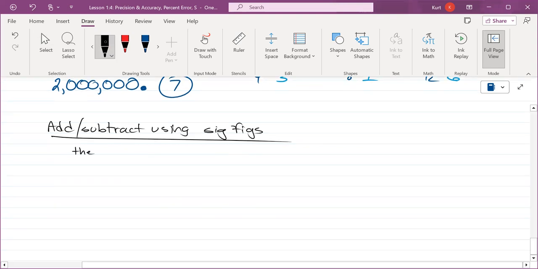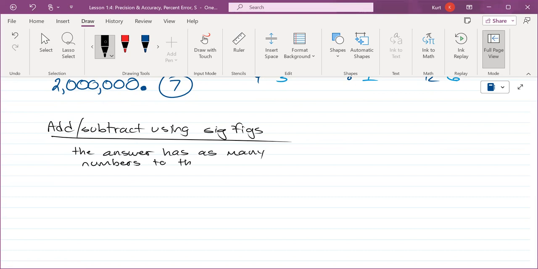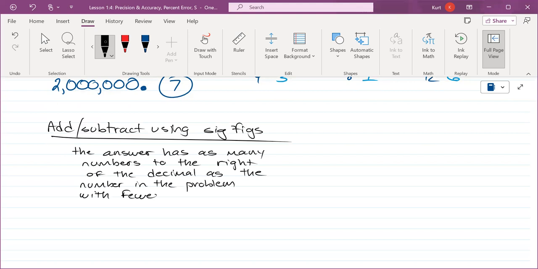You ready? The answer has as many numbers to the right of the decimal as the number in the problem with the fewest numbers to the right of the decimal.